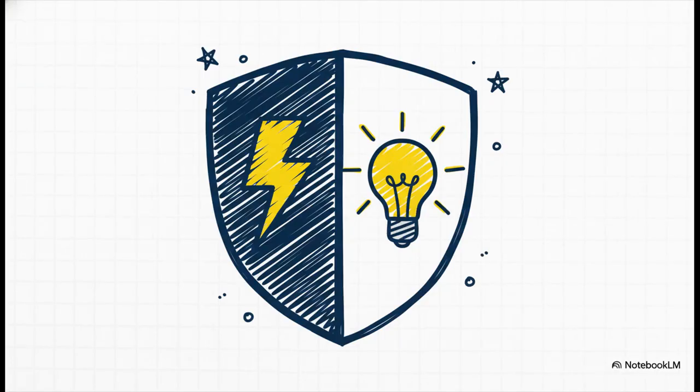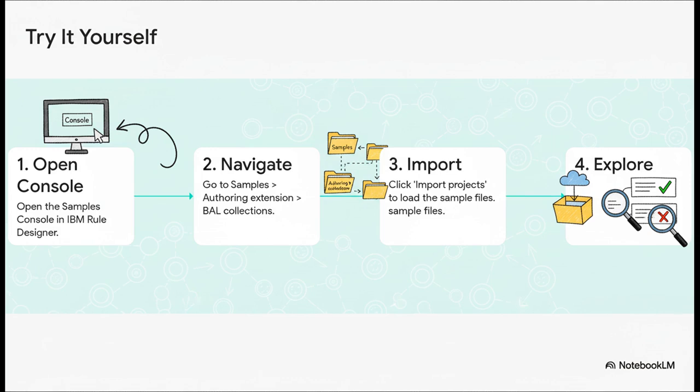And that's really the whole point, isn't it? When you master BAL collections, you're not just writing code that works. You're writing rules that are powerful, efficient, and perfectly clear to both the business and the tech people on your team. And hey, if you really want this to sink in, the best way is to try it yourself. IBM actually provides a fantastic sample project. Just open up the Samples console in Rule Designer, find the BAL Collections sample, and import it. You can play around with the exact code from our examples and see for yourself why some rules work and others just don't.